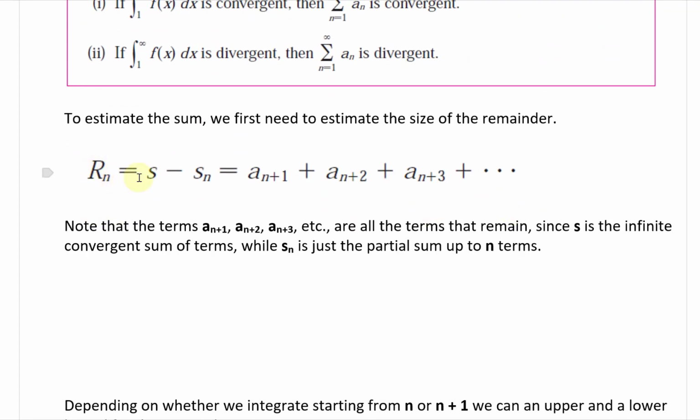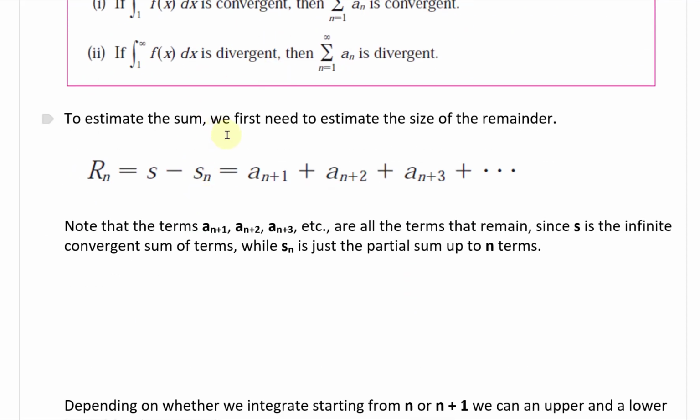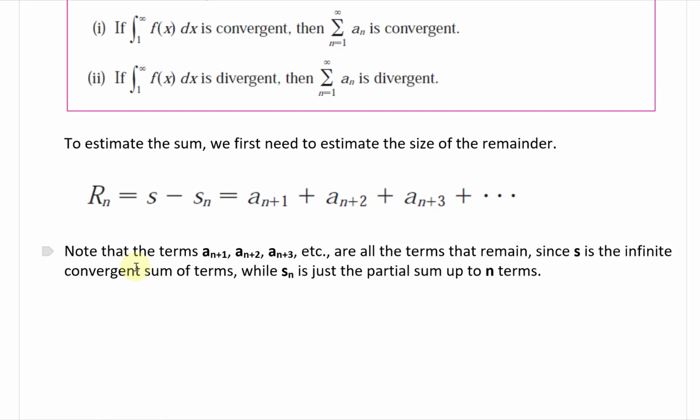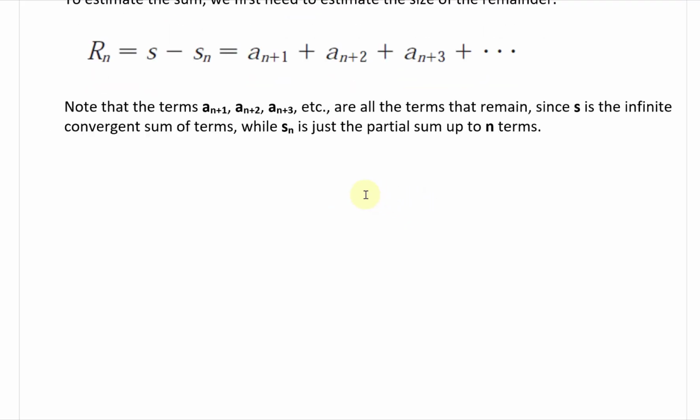So R_n equals S minus S_n, and this R_n is the remainder. S is the actual sum, the convergent sum of the infinite series, and S_n is the nth partial sum. When you subtract, what you get is just a_(n+1) plus a_(n+2) plus a_(n+3), plus etc. So this is what remains. We can see that by first noting that the terms a_(n+1), a_(n+2), a_(n+3), etc. are all the terms that remain, since S is the infinite convergent sum of terms, while S_n is just a partial sum up to n terms.